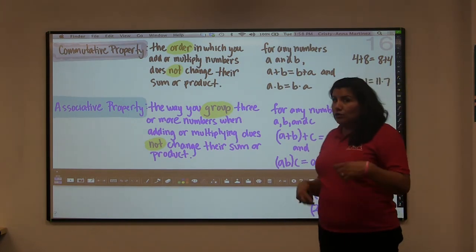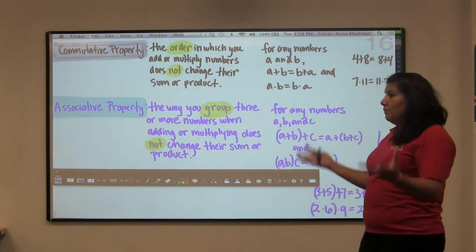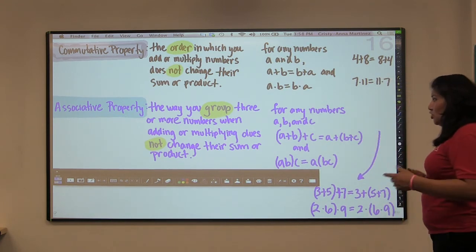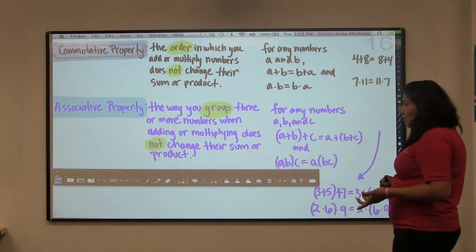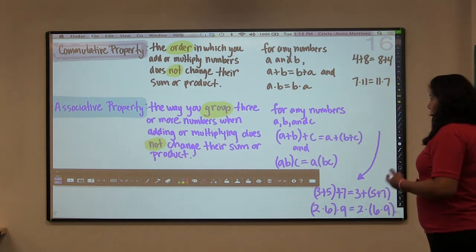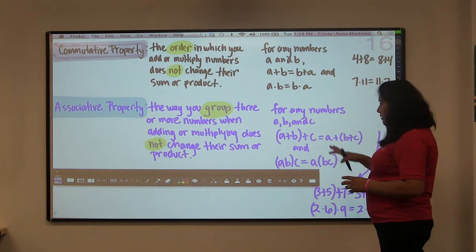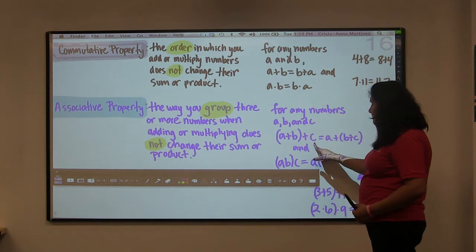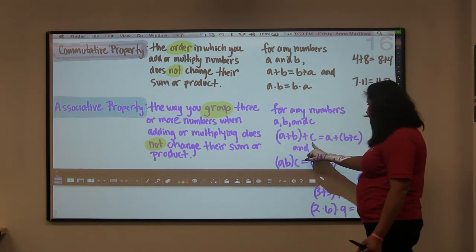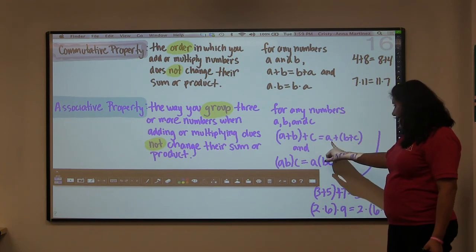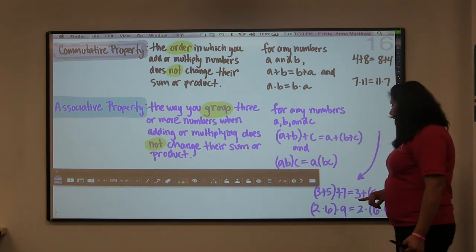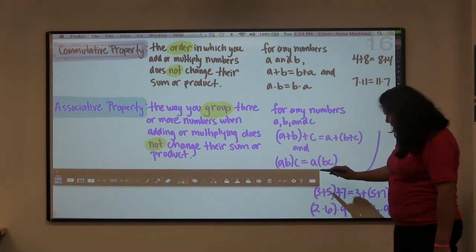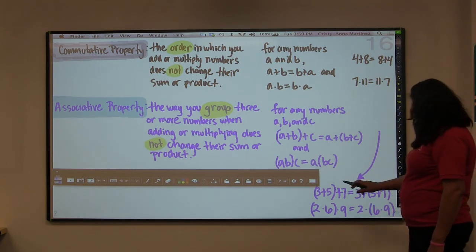Associative property is more about grouping. So with associative property, you're talking about parentheses and how you group things together. But again, the property states that the way that you group 3 or more numbers when you're adding or multiplying doesn't affect the sum or product, okay? So if you're adding 3 separate numbers, you can group A and B together and then add C, or you can group B and C together and then add A. Same thing for multiplication. And the examples are down here.